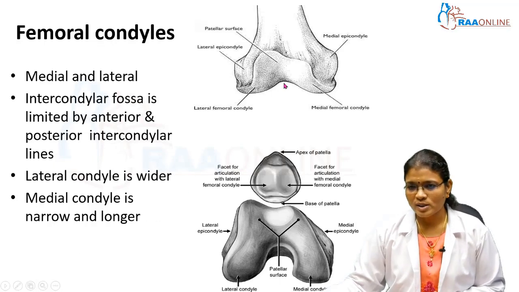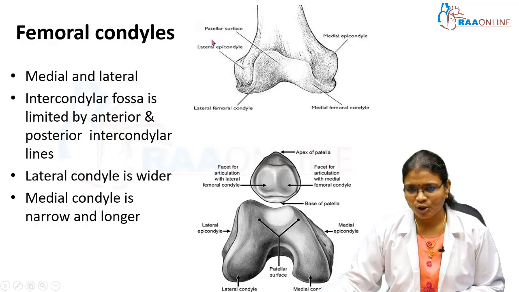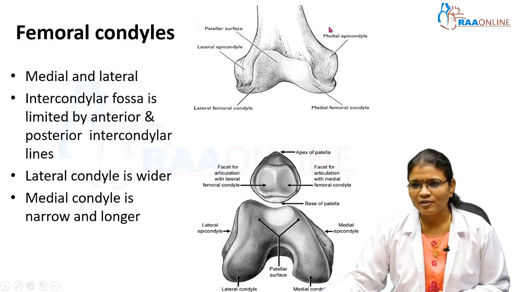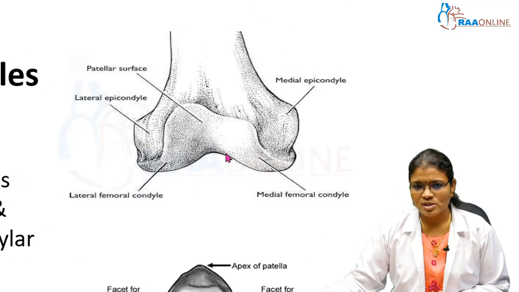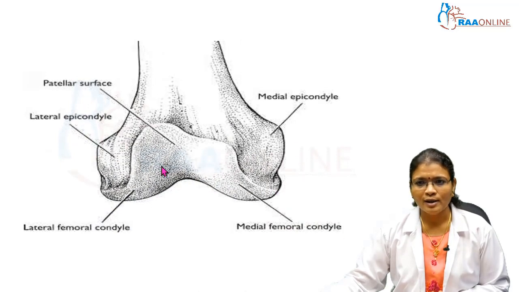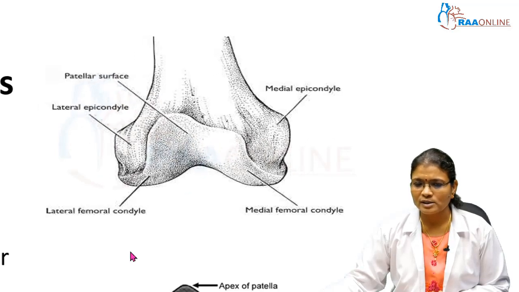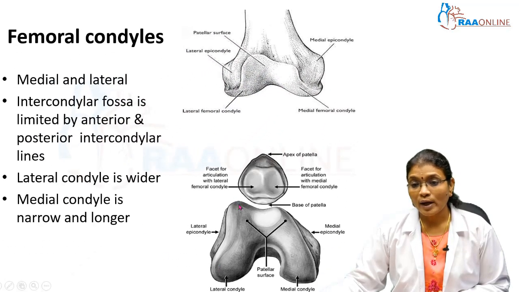Coming to a few words about femoral condyles. The femoral condyles are present in the lower aspect of the femoral bone. There is a medial femoral condyle and there is a lateral femoral condyle. An intercondylar fossa is present between the medial femoral condyle and the lateral femoral condyle. This intercondylar notch is limited on the anterior aspect and on the posterior aspect by anterior and posterior intercondylar lines. The lateral condyle is wider and the medial condyle is narrow and longer.